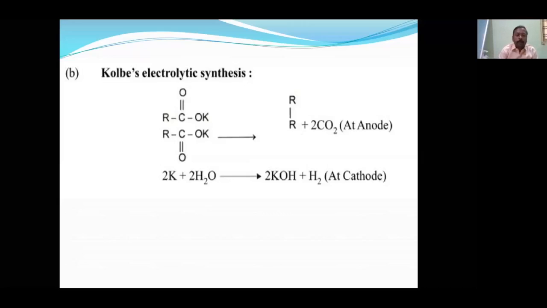Okay, next one is Kolb's electrolysis. Kolb's electrolysis is used in the preparation of alkanes. Already in the preparation of alkanes, hydrocarbons, it is studied. In that, the main question will be: what are the things liberated at the anode, and what are the things liberated at the cathode. So you will remember this, and as a shortcut again I am telling you.